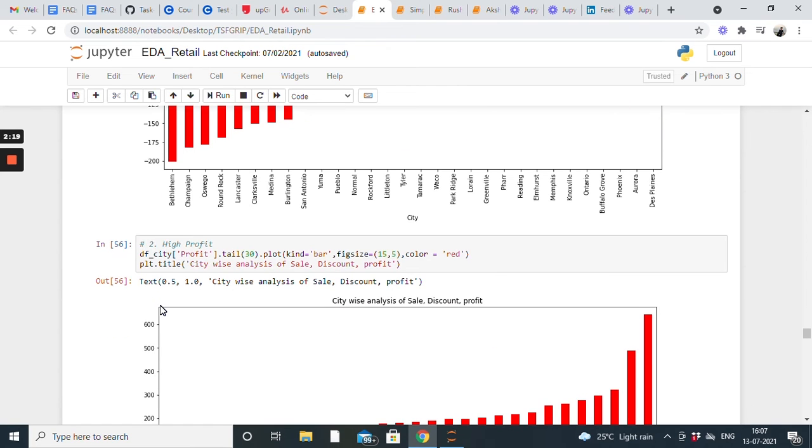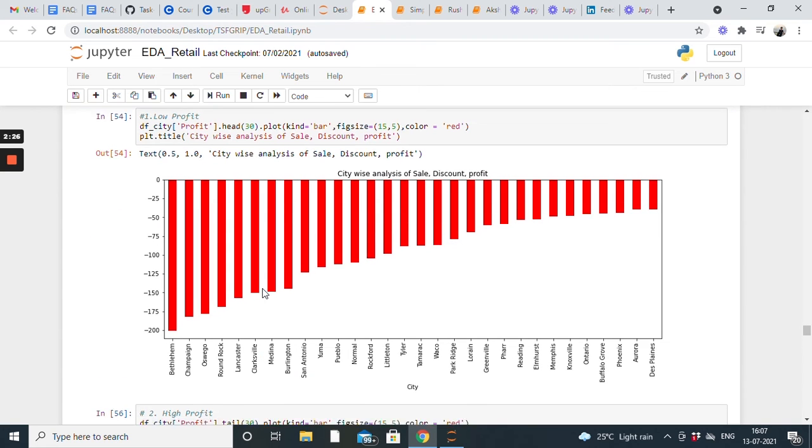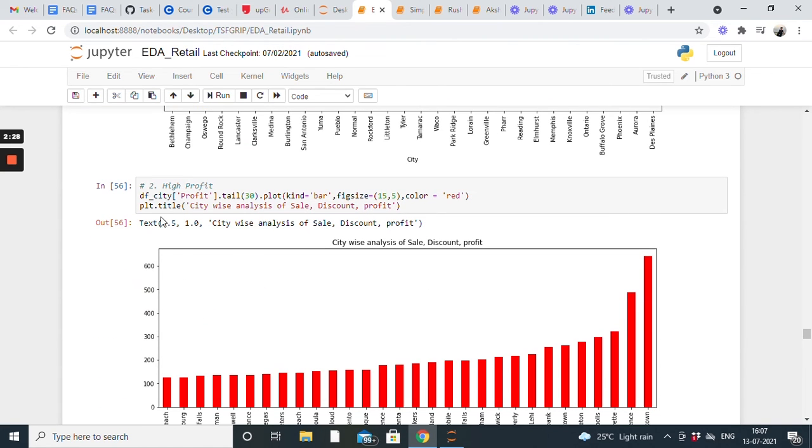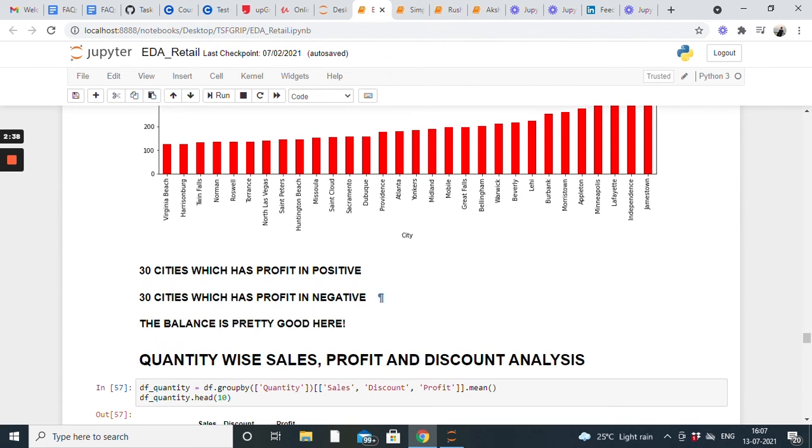High profit, I will go with the high profit. One more time I'm going to plot high profit, because I want it from lowest to highest. We can take df city dot tail 30 and go with the bar plot one more time. So we can clearly see the cities which have positive profit, 30 cities.